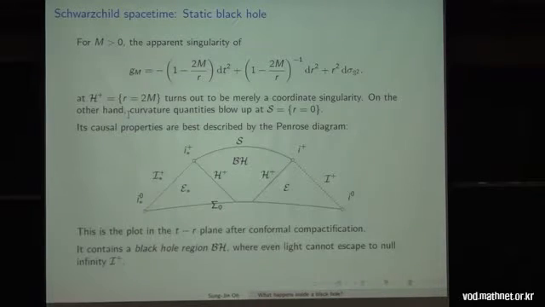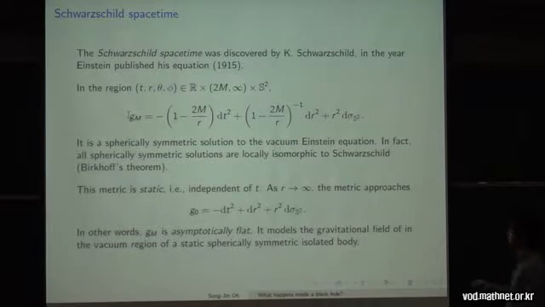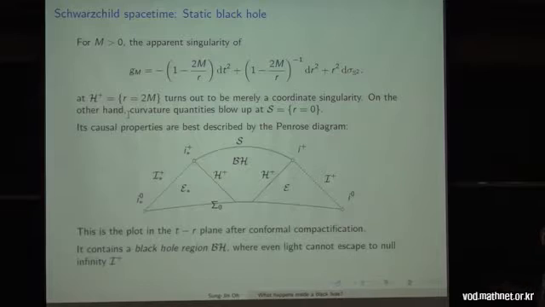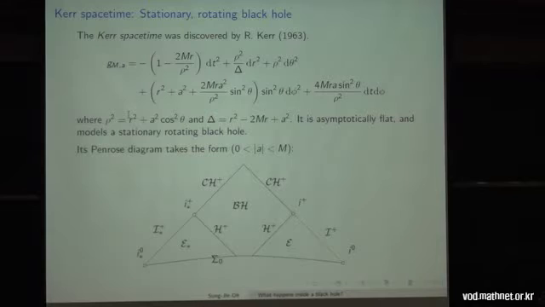Right, so far so good. So I've explained to you the Schwarzschild space-time, a non-trivial solution of the vacuum Einstein equation, which turns out to describe a black hole. It took much longer time to find the next non-trivial stationary solution to the vacuum Einstein equation, which is called the Kerr solution. It was discovered by Roy Kerr in the 60s, 1963.